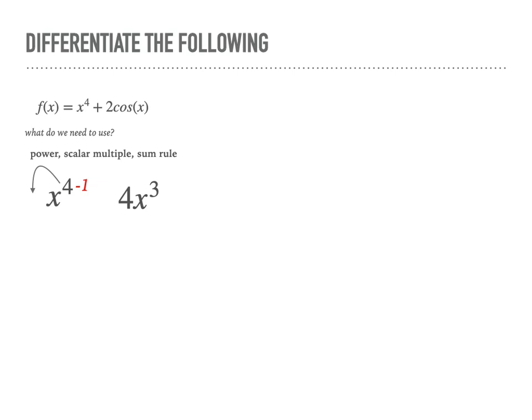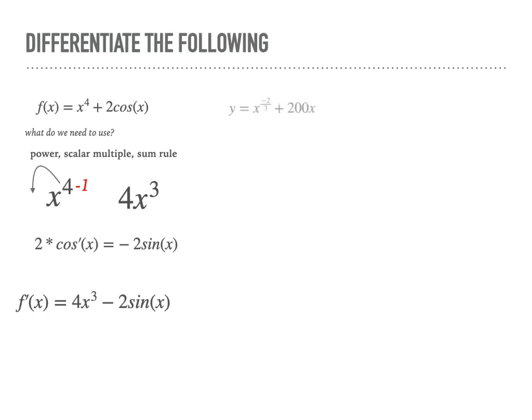And then you can use the scalar multiple rule for finding the derivative of 2 cosine x. So remember, you just take the derivative of cosine x, which is negative sine x, and then multiply by the scalar, which is 2, later on. So that derivative is negative 2 sine x. And then using the sum rule, since we found the derivatives of x to the power of 4 and 2 cosine x separately, we can simply bring them back together. And that gives us the derivative, f prime of x, is 4x cubed minus 2 sine x.